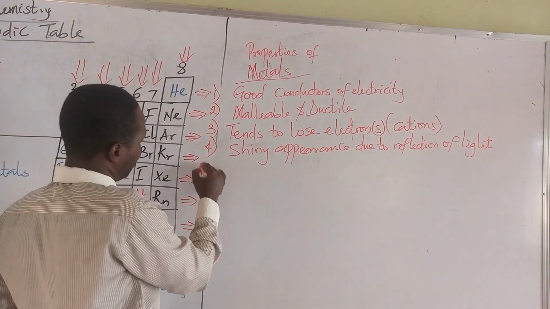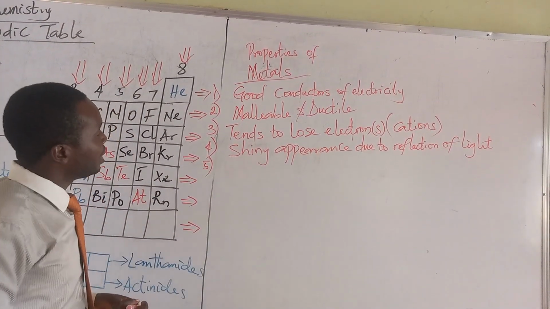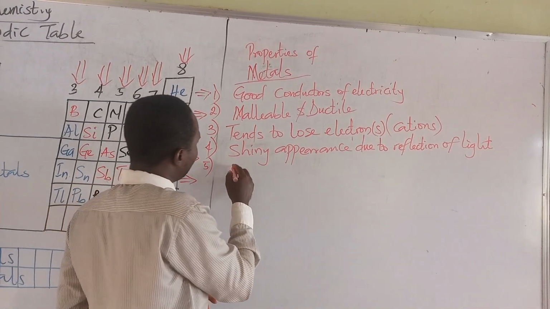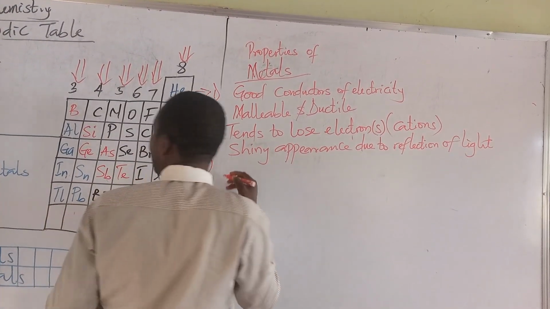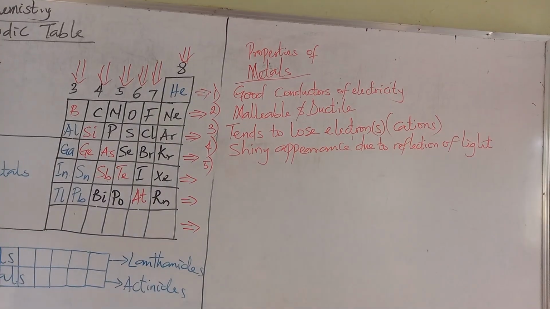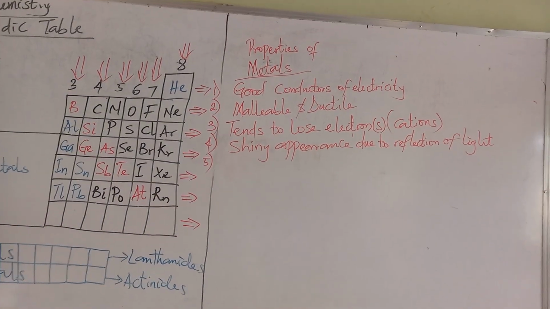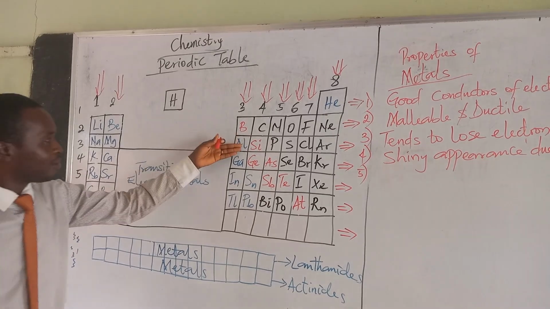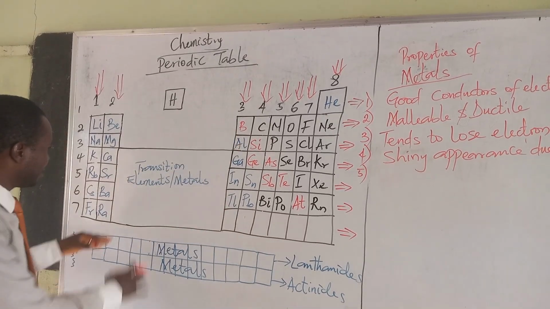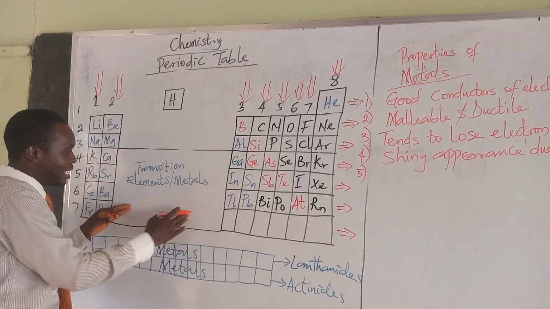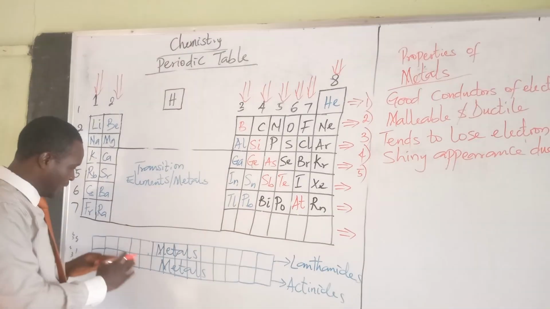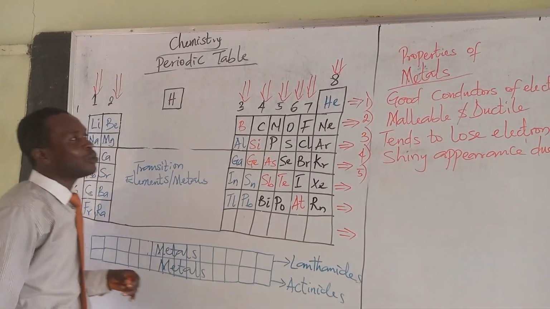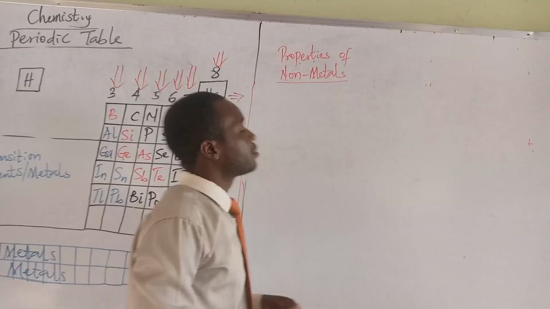Then the last one we'll talk about here is very important. It's just about their examples. You can see some of them here: sodium, magnesium, potassium. Those ones in blue are metals. Even aluminium is a metal. Then all elements here that are called transition elements are metals. The lanthanides and actinides are also metals.